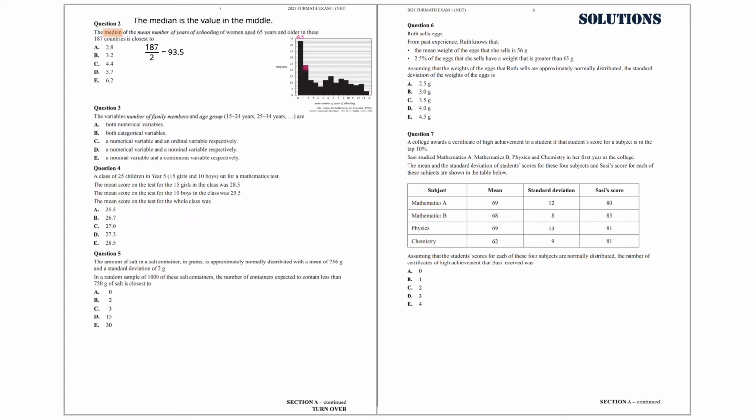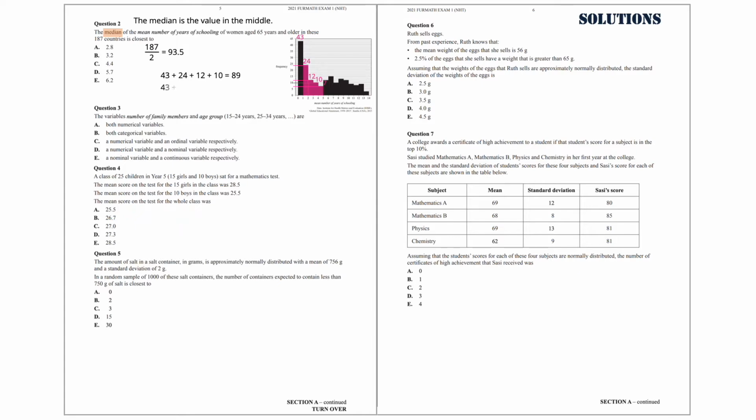In the first column, there are 43 countries. In the second column, there are 24 countries. In the third column, there are 12 countries. In the fourth column, there are 10 countries. And in the fifth column, there are 7 countries. Let's calculate the number of countries in the first 4 columns. That is 43 plus 24 plus 12 plus 10 equals 89 countries. So we are below the 93.5.